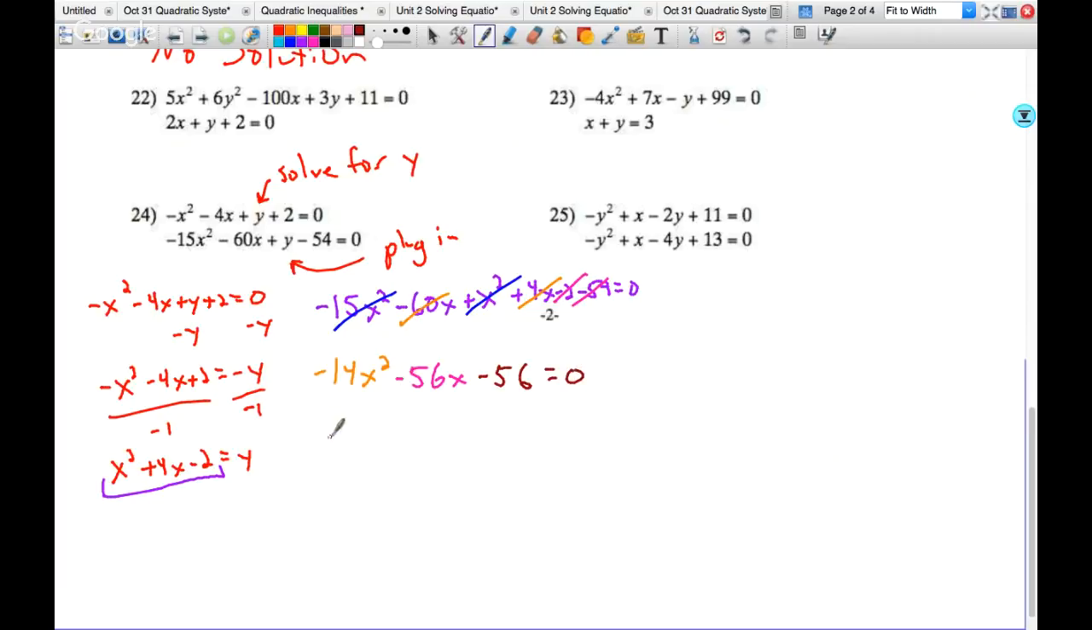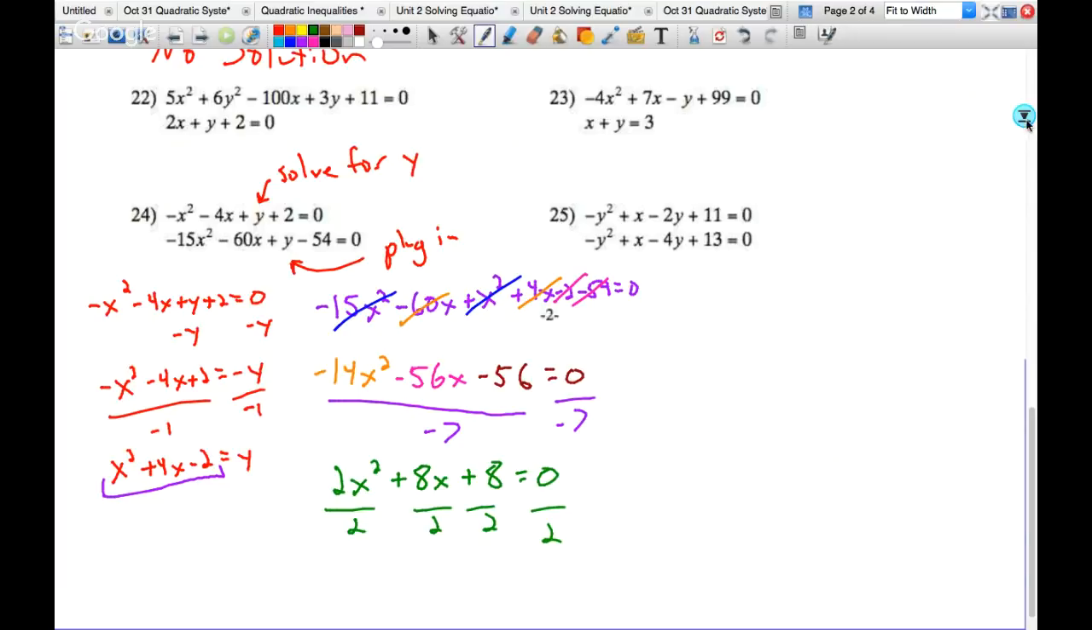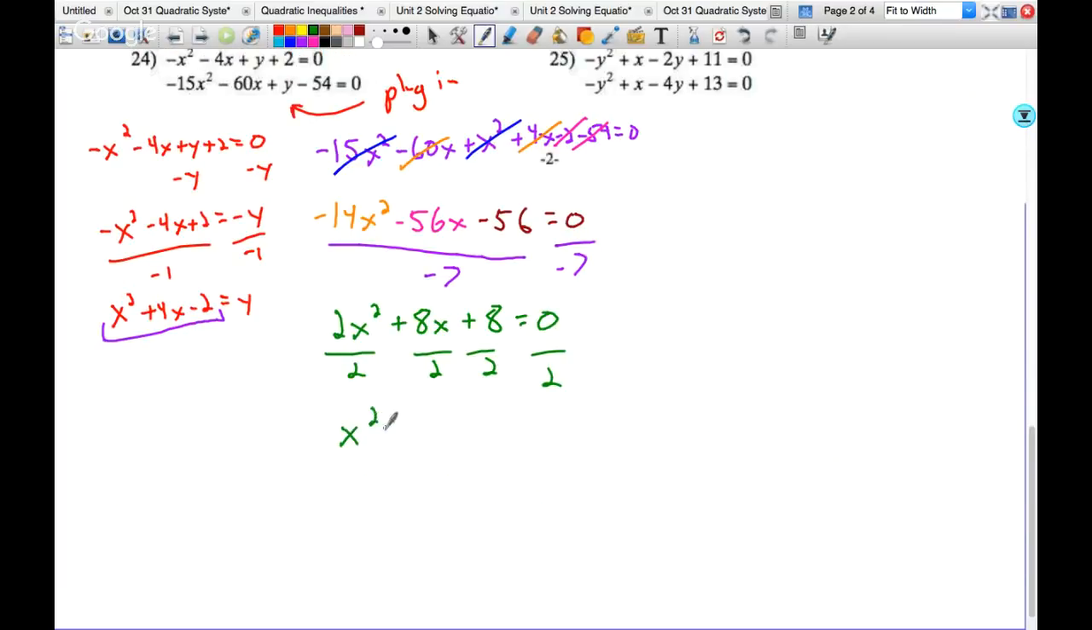All right, is there a common factor I can divide out of everything? It looks like 7 will fit into all of these pretty evenly. So I'm just going to divide everything by 7. Actually, let me make that a negative 7, so my a value becomes positive. So 2x squared plus 8x plus 8 equals 0. It looks like everything's still divisible by 2. So I'm going to just divide everything by 2. Then I get that x squared plus 4x plus 4 equals 0.